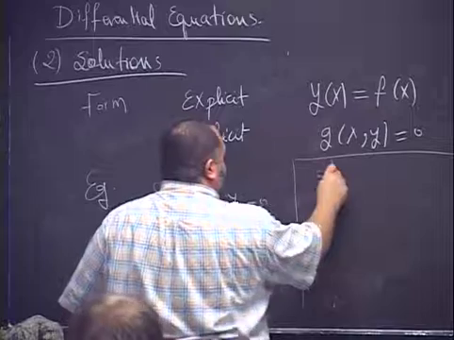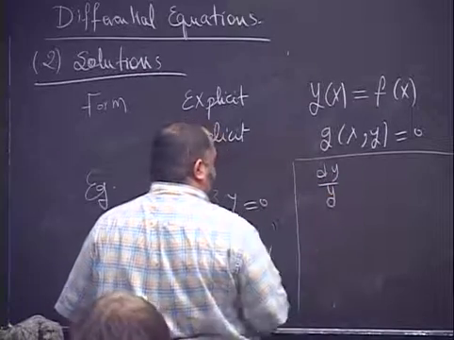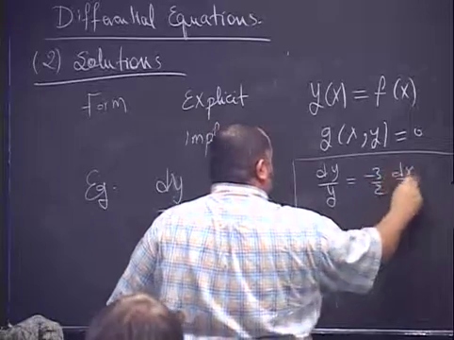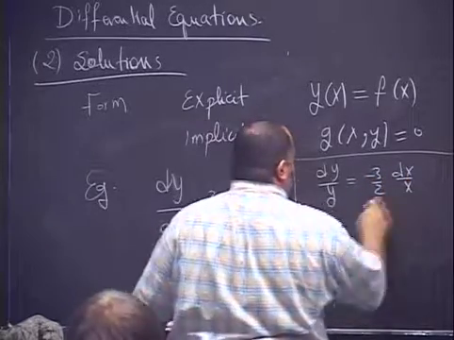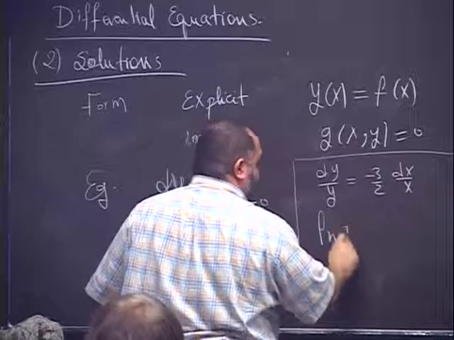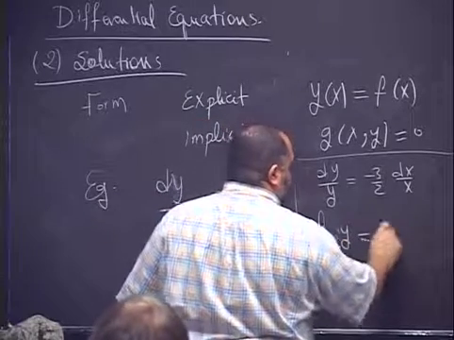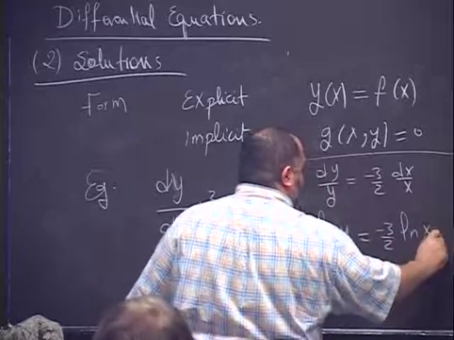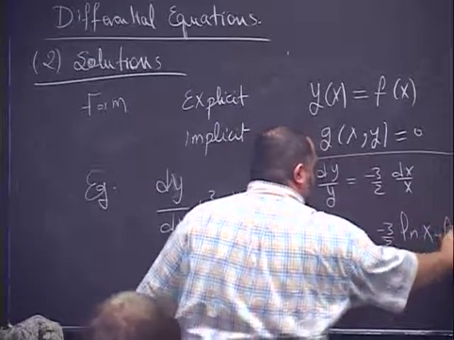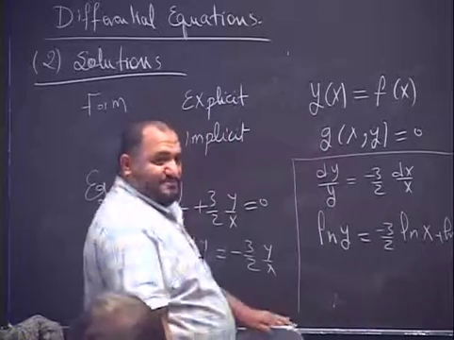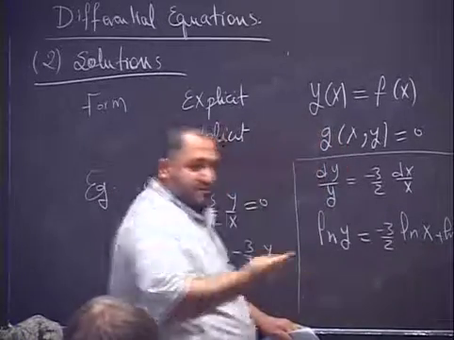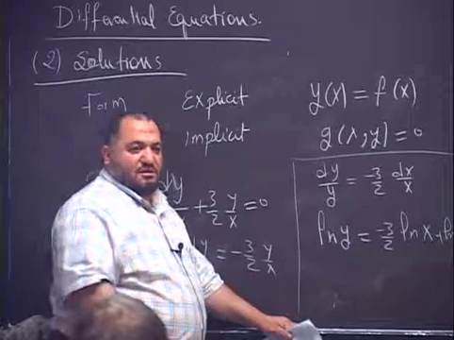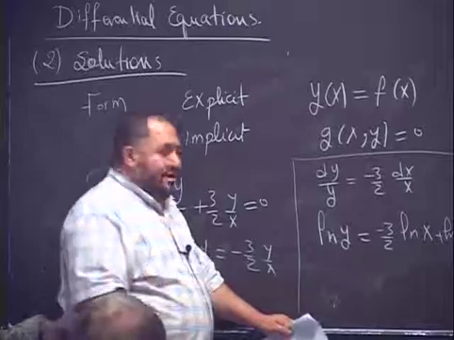We will do dy and divide it by y, equal to negative 3 over 2 dx, divided by x. This will give me ln y equal to negative 3 halves multiplied by ln x plus ln some constant c. If you say, oh, plus constant, I said, okay, I will put the constant as ln c. Ln c is a constant. Okay, guys?